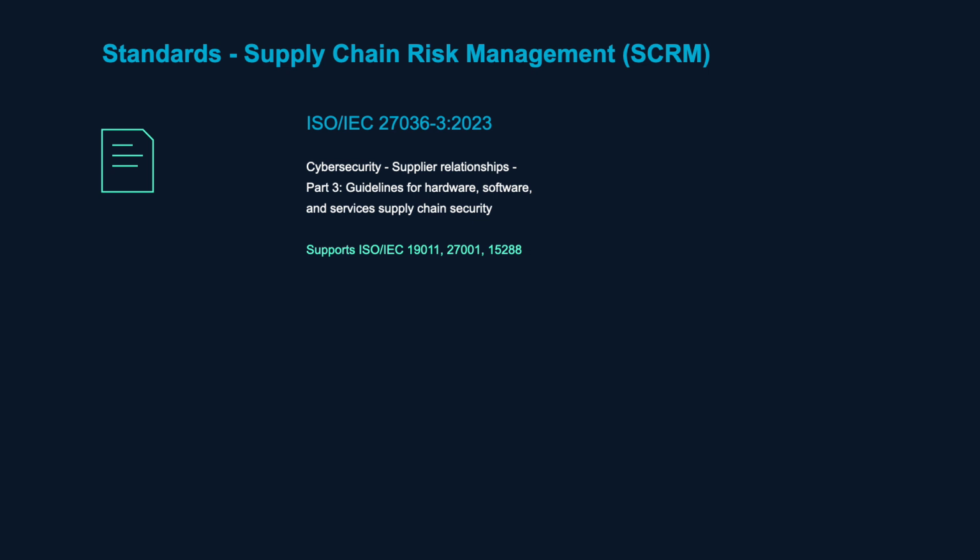We have, in addition, very good ISO standards. The ISO 27000 series includes 27036, which is cybersecurity supplier relationships. Part 3, guidelines for hardware, software, and services supply chain security. And this is closely related to also the ISO 27001 and the 15288 documents.